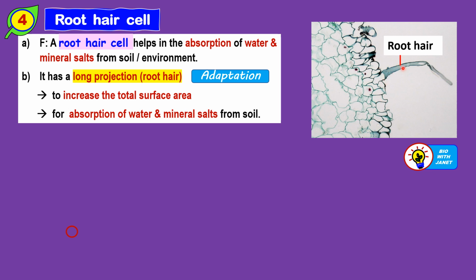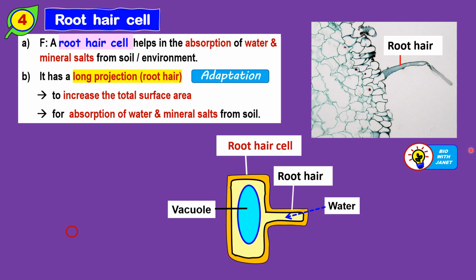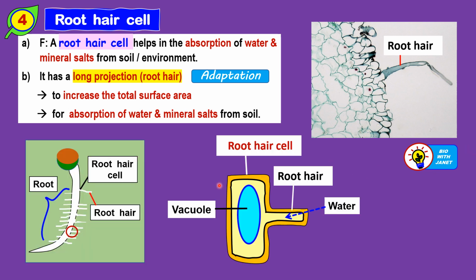And what's the use of the root hairs? So the root hairs that project out from the root hair cell help increase the total surface area, okay, of the root hair cells, okay, total surface area of the plasma membrane for absorption of water and mineral salts from the soil. So if you are asked to draw a root hair cell, this is what you can draw.